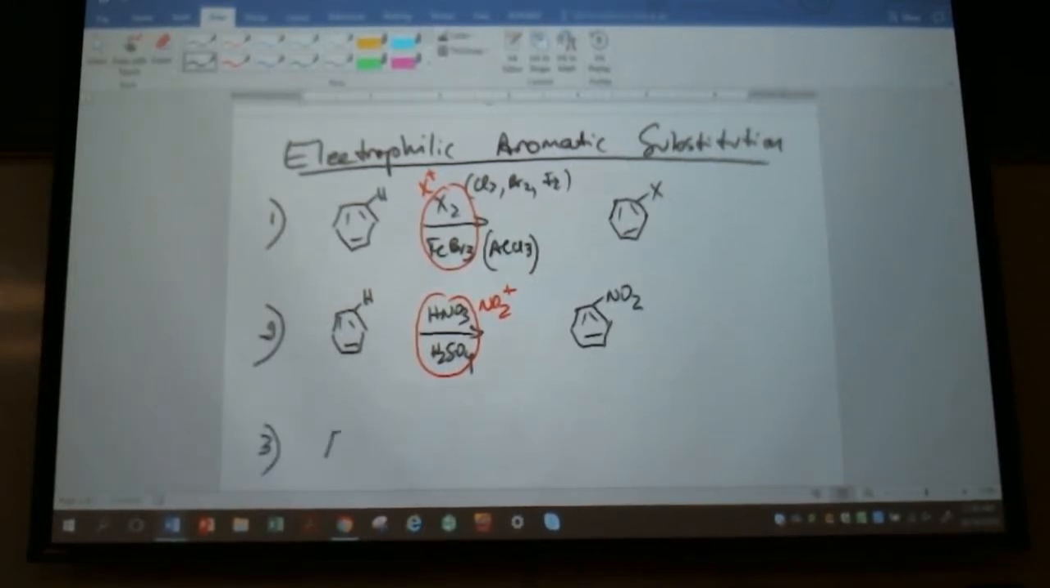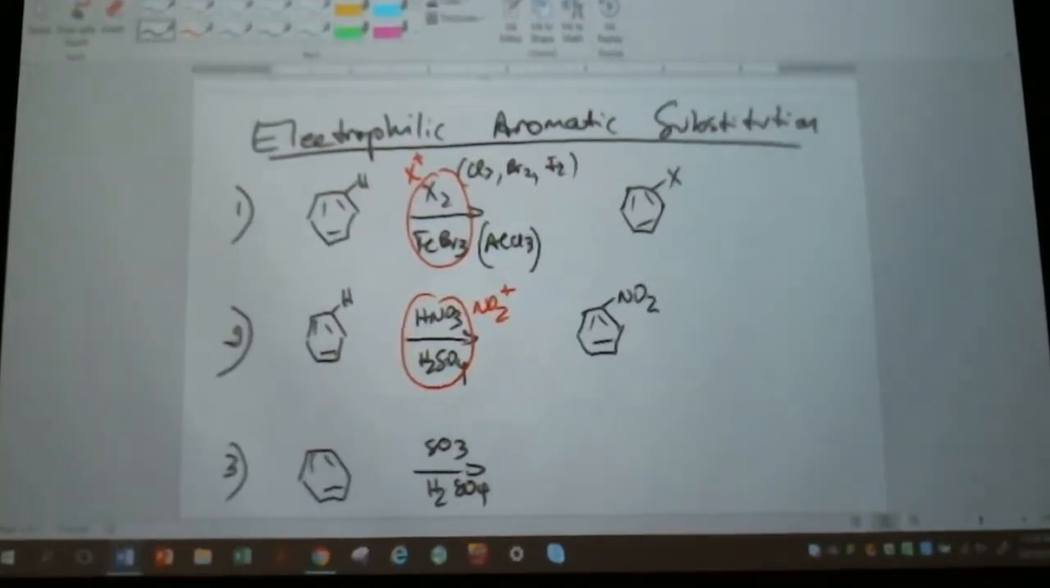3, we're going to mix this with fuming sulfuric acid. None of these are nice reactions. These are very, very high energy, very nasty reagents, potentially explosive and harmful and corrosive and all of the good stuff. Because you don't get your benzene to react otherwise. Then we form this sulfonic acid.